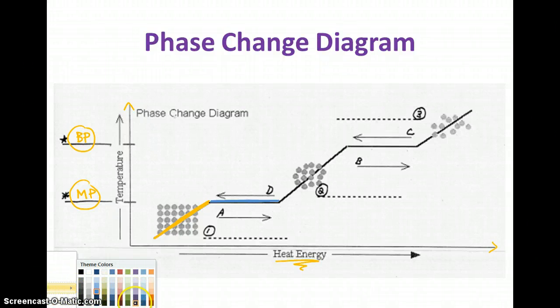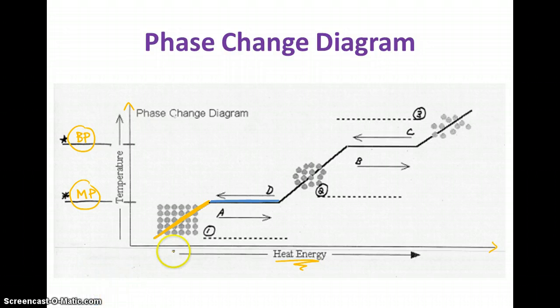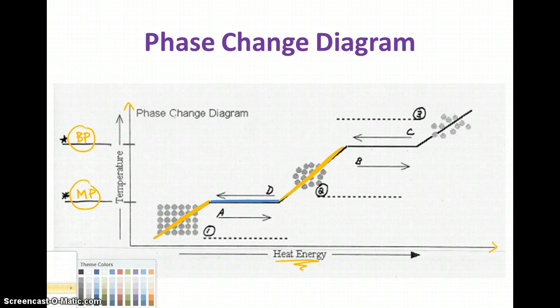The next stage here would be liquid heating up. This portion right here, I see a delta T. That is liquid heating up. After that portion, we see boiling taking place. So that is a transition from a liquid to a gas. And then finally, once we are in a gas, we can actually see that gas increasing in temperature.